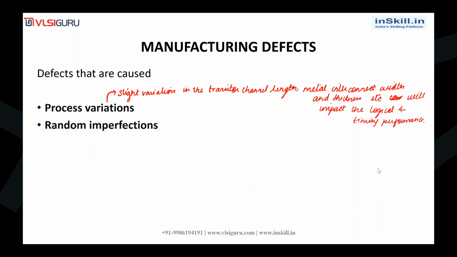So manufacturing defects are the defects that are caused due to process variation. Process variation is slight variation in transistor channel length, metal interconnect width and thickness. All those things will impact the logical and timing performance. And then we have the random imperfections. Random imperfections can result in unintentional shorts, unintentional opens, all those things. Okay, so this is what a manufacturing defect is.